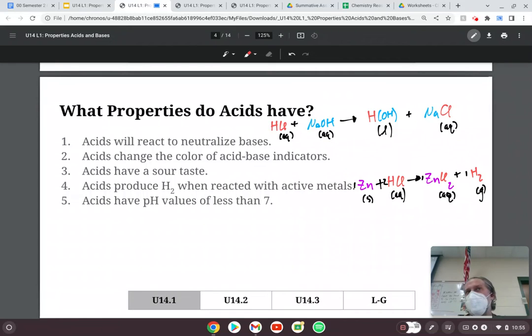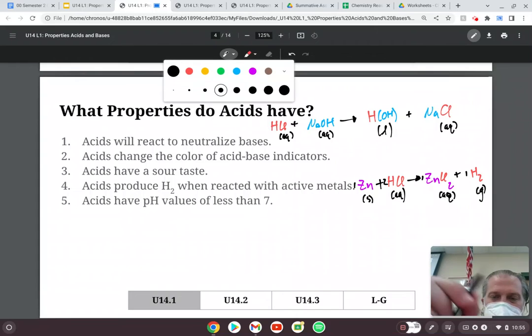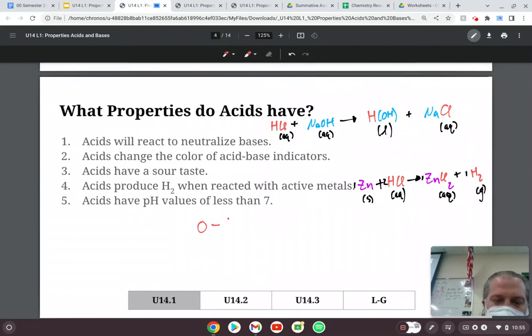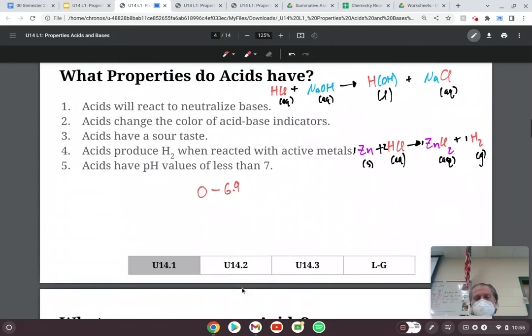Now, acids also have a value where the pH is less than 7, and we haven't actually talked about pH yet. So I'm going to say that anything that's in a range of 0 to, say, 6.9 is considered to be an acid. We'll talk about pH momentarily. All right. So those are properties that acids have, and you do need to know those.